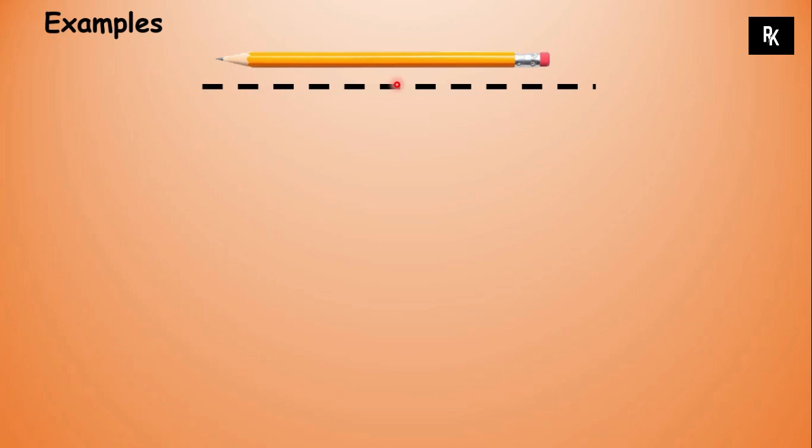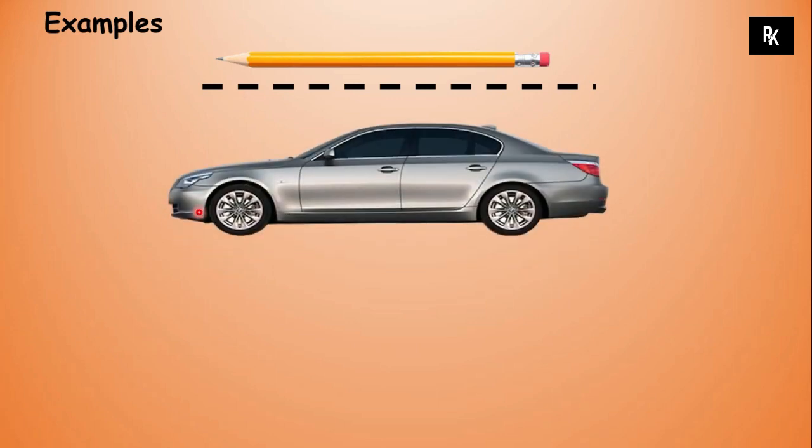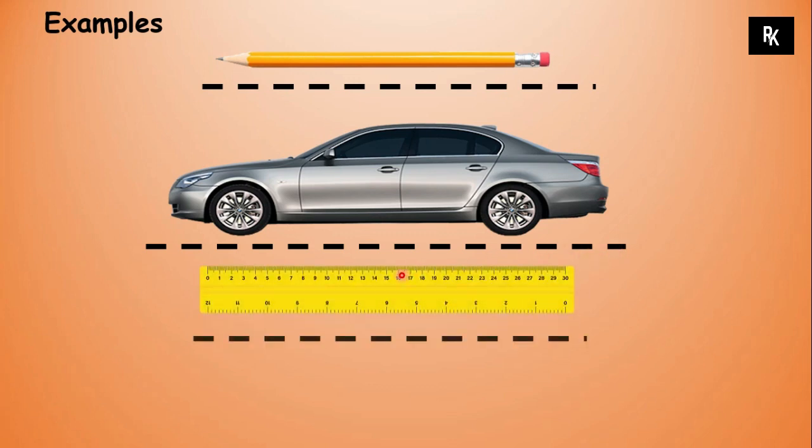Here we will discuss some examples. Pencil. Here the pencil is in the horizontal position or lying position, and a car is also in the lying position. Scale is also in the lying position.